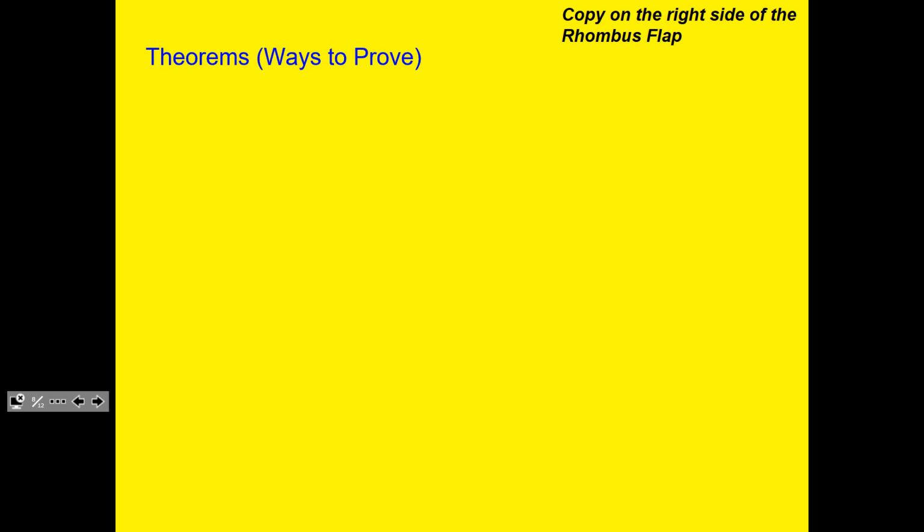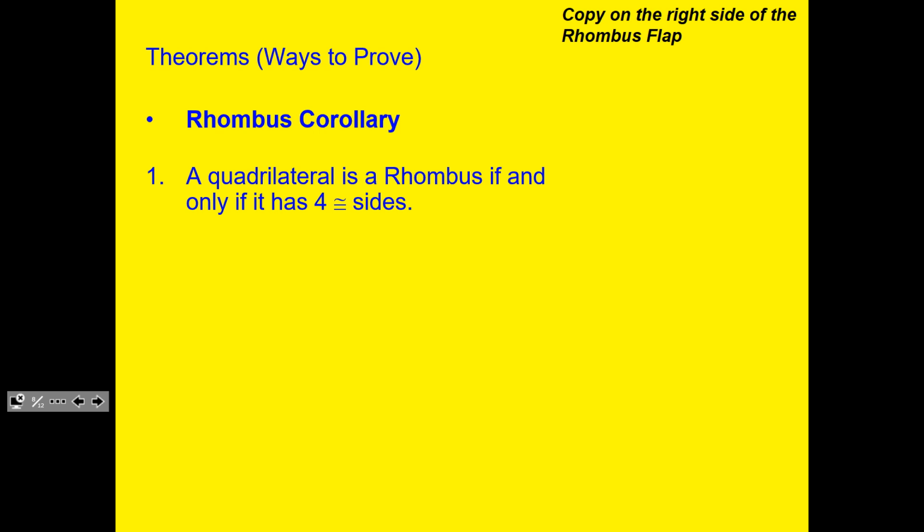So these are your theorems, or your ways to prove that you have a rhombus. So first we've got our corollary. It says a quadrilateral is a rhombus if and only if it has 4 congruent sides. So one way we could prove it is if all of the sides can be proven to be the same length. Okay, our second is if the diagonals are perpendicular. So if all of your diagonals cross and are forming 90-degree angles all the way around, then that's enough proof to say that you do have a rhombus.